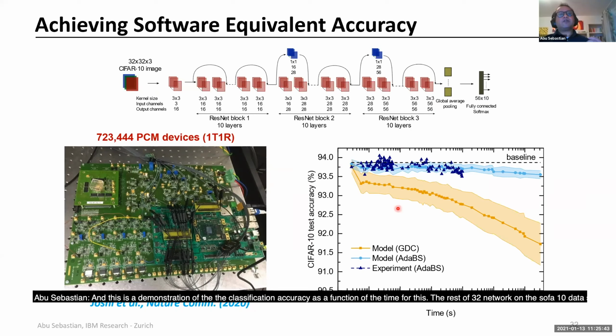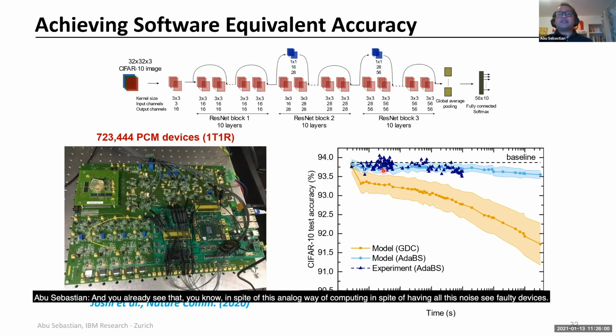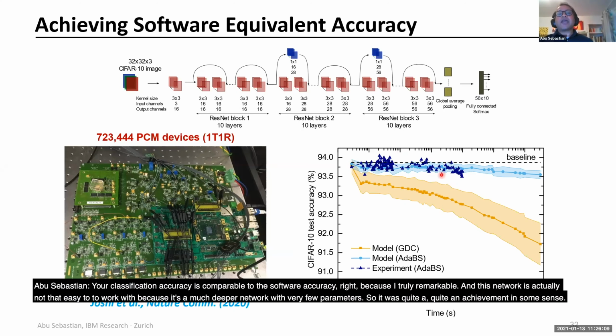And this is a demonstration of the classification accuracy as a function of time for this ResNet32 network on the CIFAR-10 dataset, the blue dots here. And this is a baseline accuracy that you get if you run the whole thing in a computing system, like a standard computer. And you already see that, in spite of this analog way of computing, in spite of having all these noisy, faulty devices, your classification accuracy is comparable to the software accuracy, right? Which is truly remarkable. And this network is actually not that easy to work with, because it's a much deeper network with very few parameters. So it was quite an achievement in some sense.